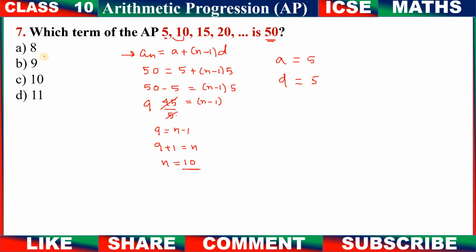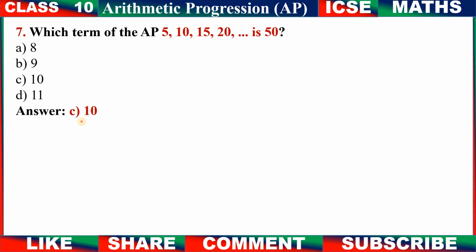So we have four options: 8, 9, 10 and 11. Which is the correct option? The correct option is option C, 10.